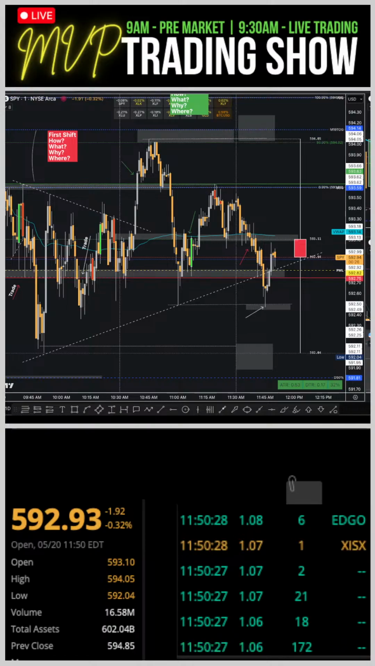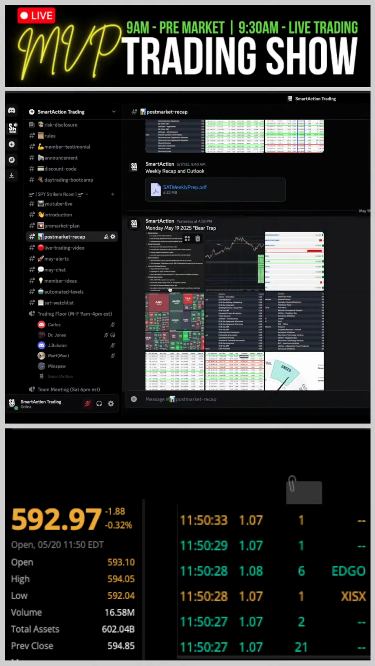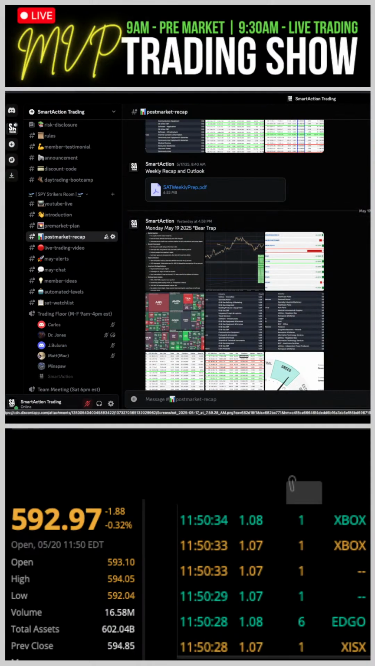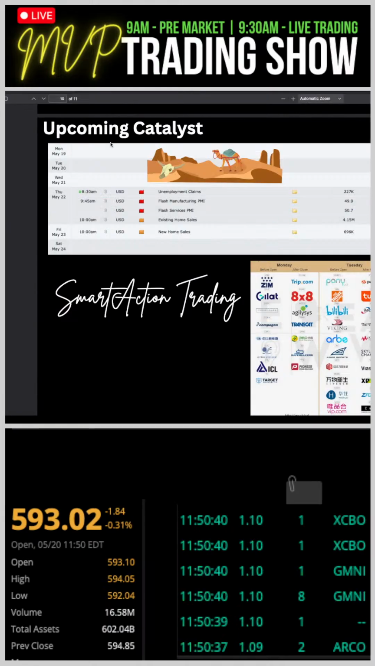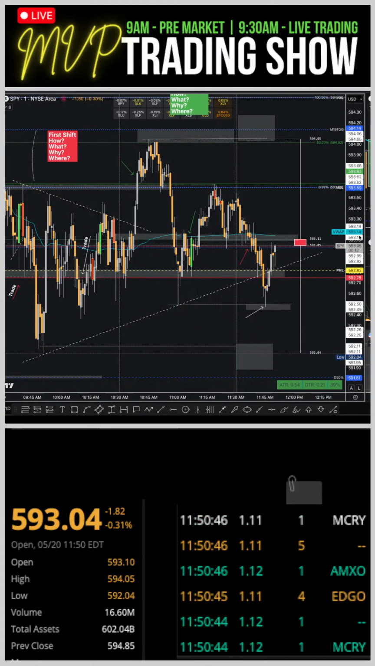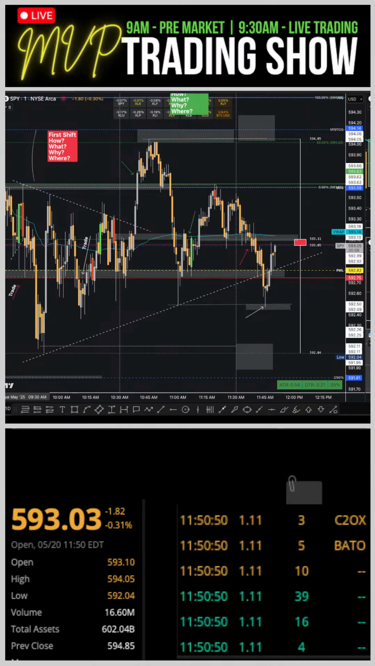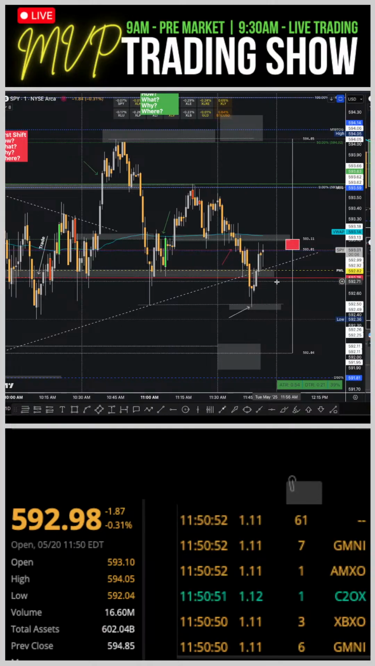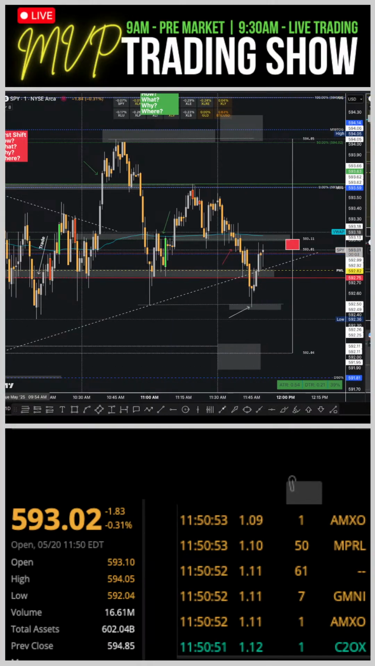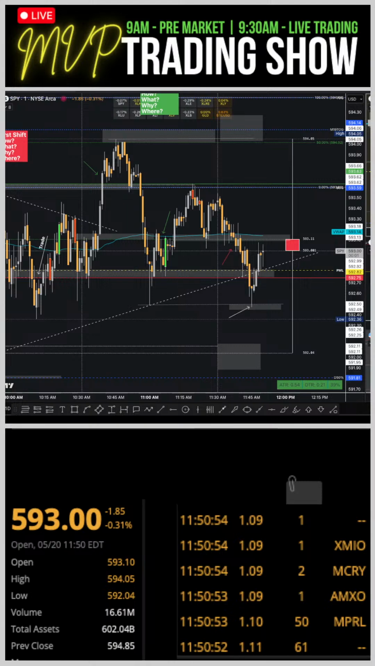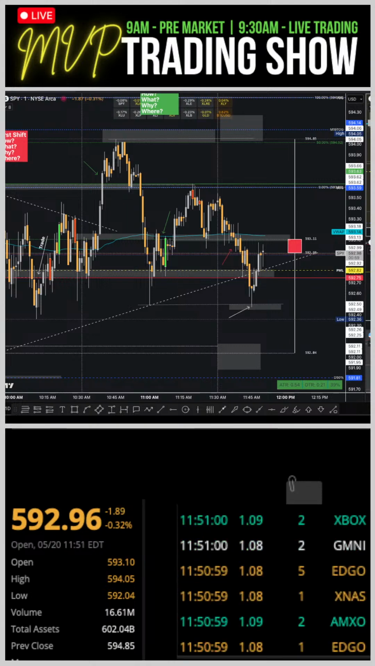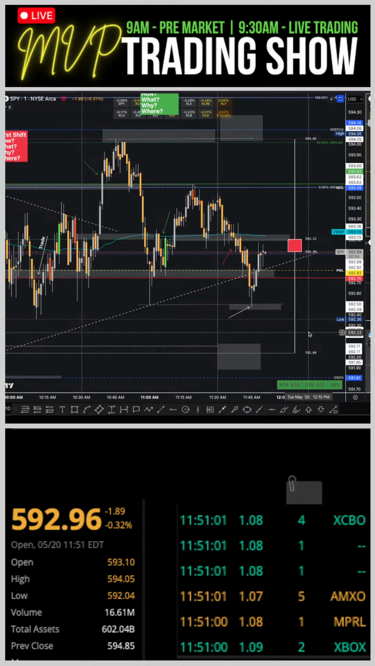So keep in mind, we're trading in that desert. There's where we are. Where's the desert? Right here. Monday, Tuesday, Wednesday. Inside on the hourly. All right, look at that daily candle. Doji.